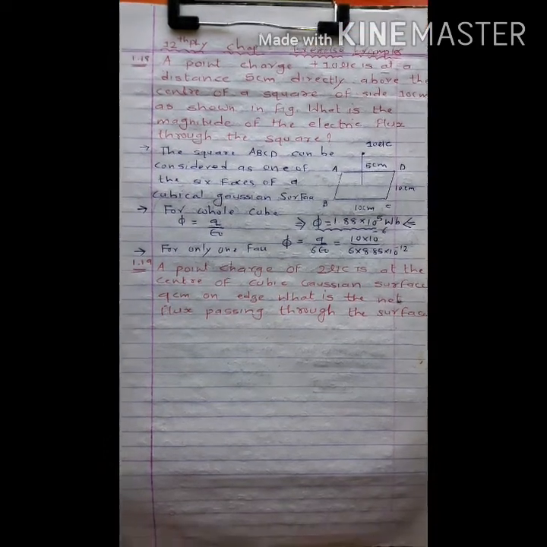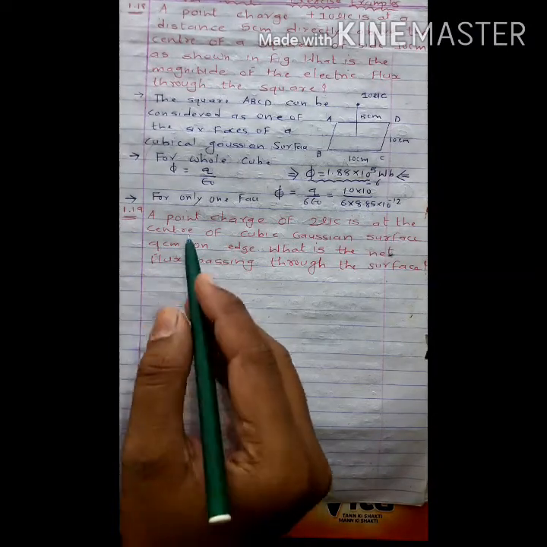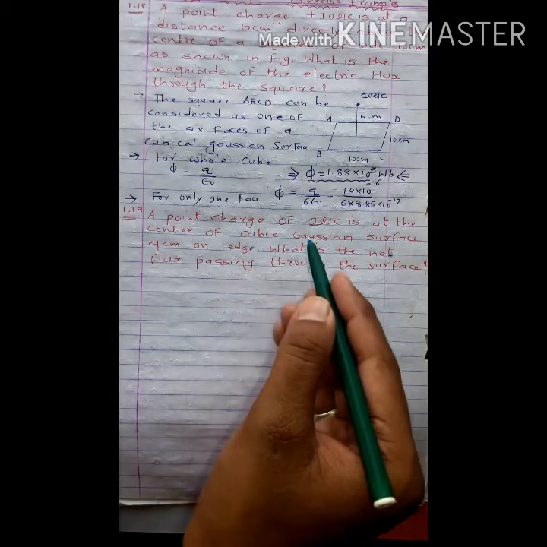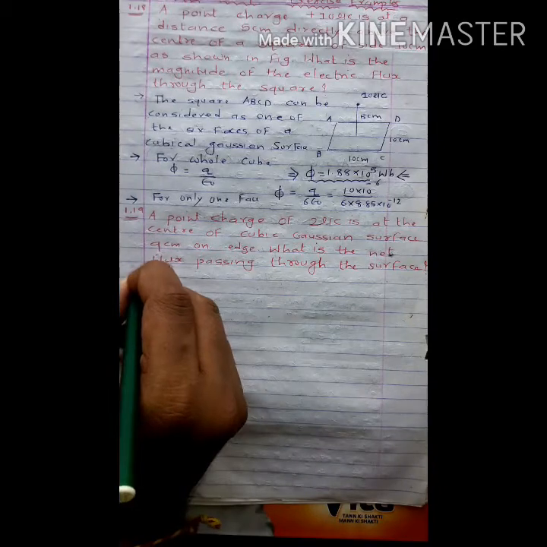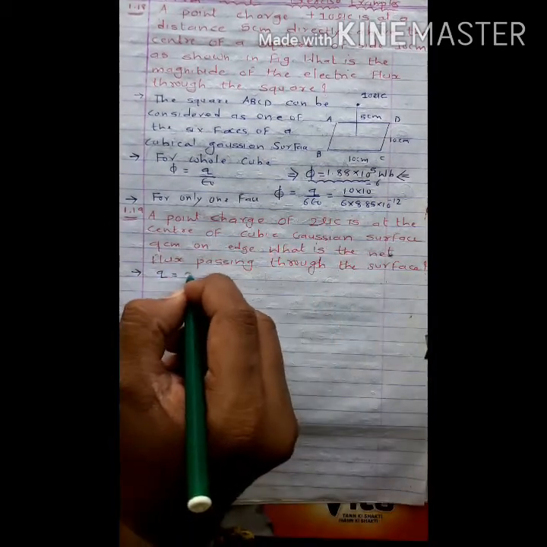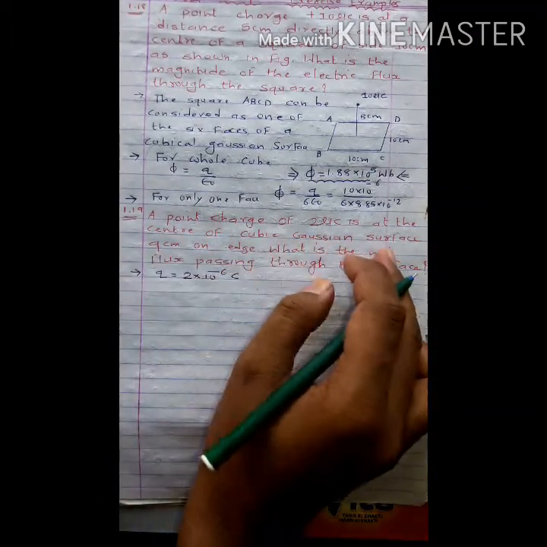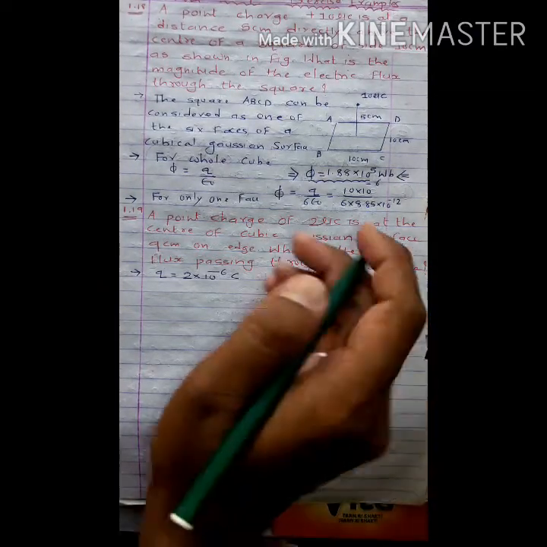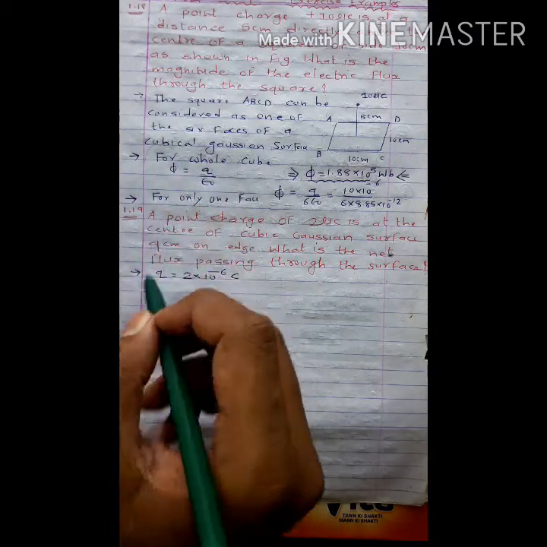Next, example number 1.19. A point charge of 2 microcoulomb is at the center of a cubical Gaussian surface. Again we have the same situation, the value of charge is given. Consider charge 2 microcoulomb, that is 2 into 10 raised to minus 6 coulomb, at the center of the cubical Gaussian surface. Now here we consider the whole cube, and for the whole cube we already use the equation of flux phi is equal to q upon epsilon 0.